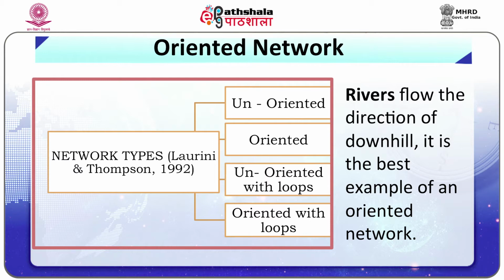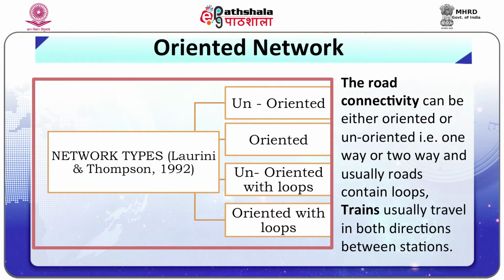The road connectivity can be either oriented or unoriented. That is one way or two way, and usually roads contain loops. Trains usually travel in both directions between stations. One track, the railway network with smaller lines, represents an unoriented network. Some lines in the network are designed for travelers in one direction only, for safety purposes.